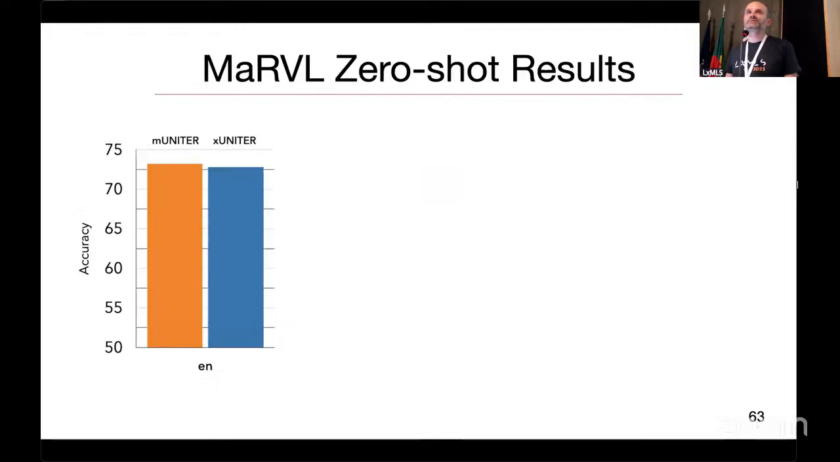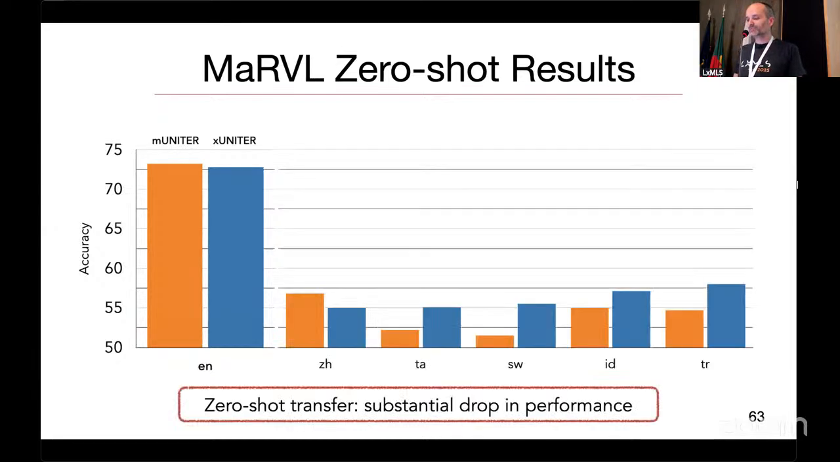And then when we went to test it zero shot on our new multilingual, multicultural data, it was absolutely devastating. The models dropped to nearly 50% accuracy for every language, and it's a binary classification task. So there's no clear demonstration of multicultural visual and language understanding in these models.